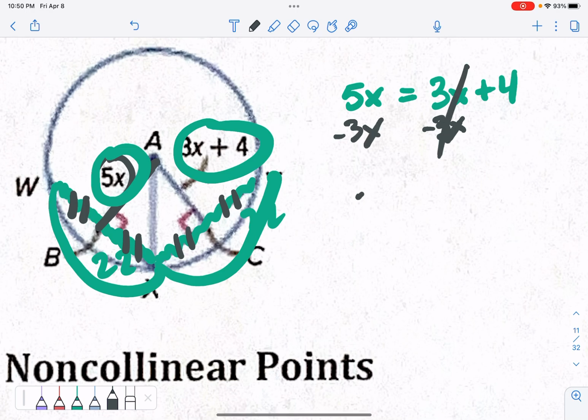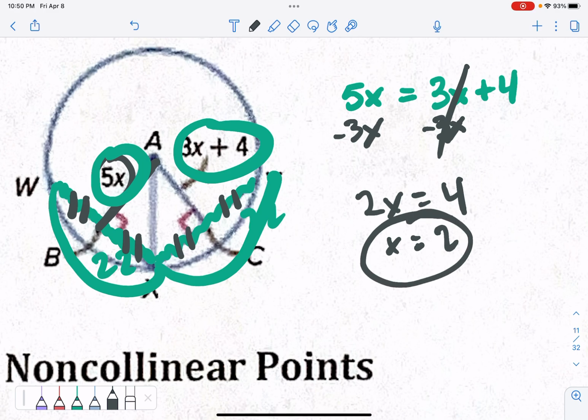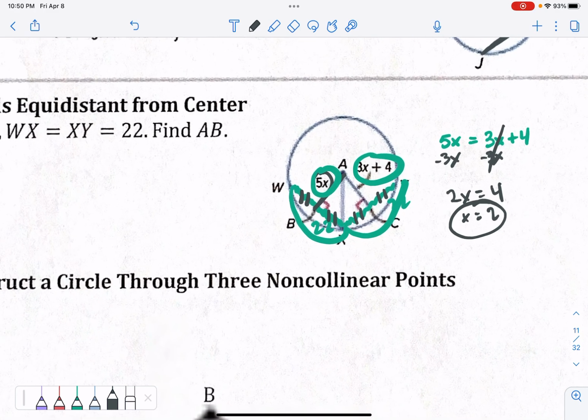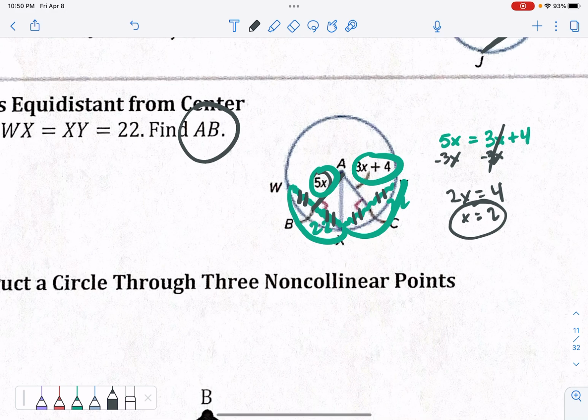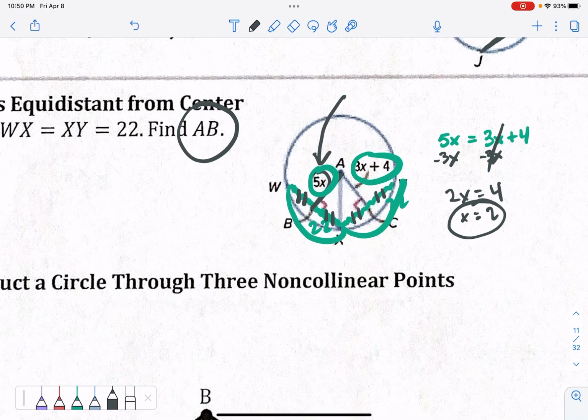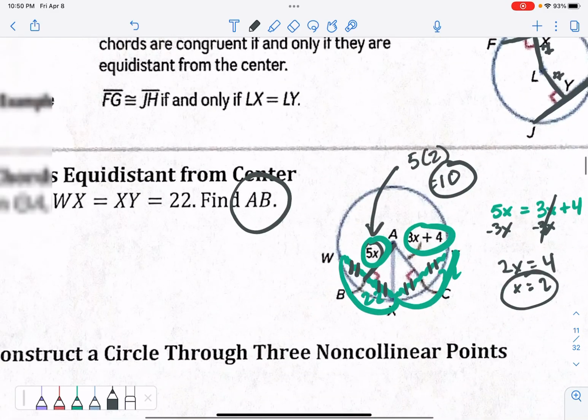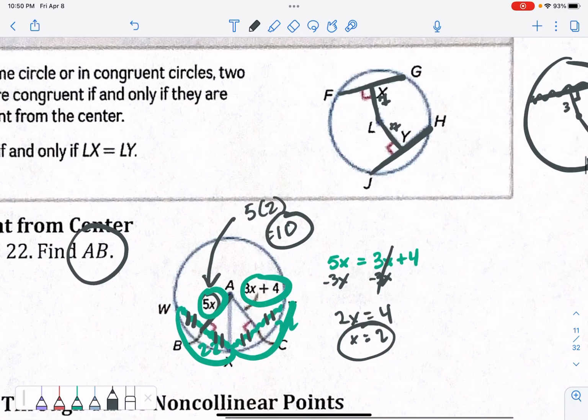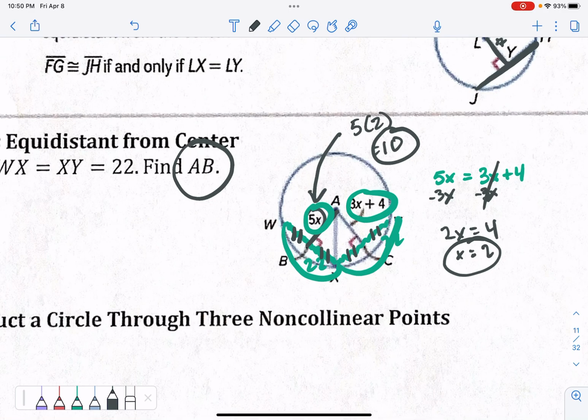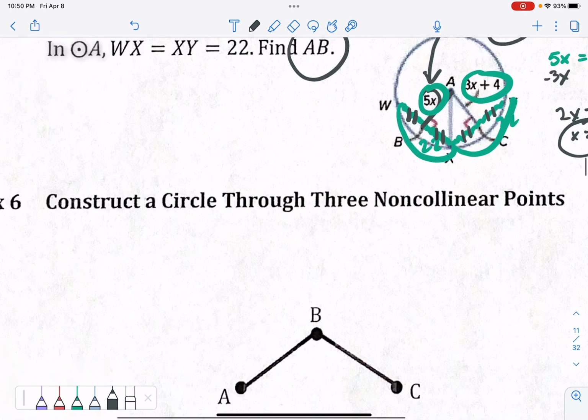So I'm going to subtract the 3x. I've got 2x equals 4, x equals 2 if we divide, but don't stop there because we have to plug back in somewhere. AB, we're plugging into this one. So 5 times 2 is going to be 10 units. And so that's different than what we did up here. It looks like a similar diagram, but just because we were given different information, we had to use a different approach. So keep that in mind.